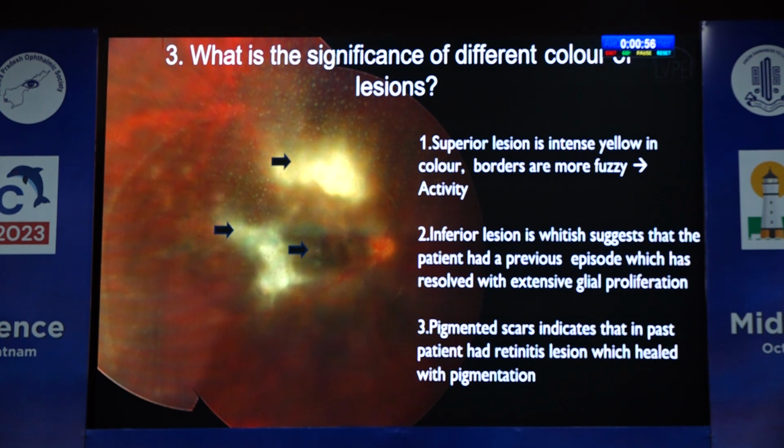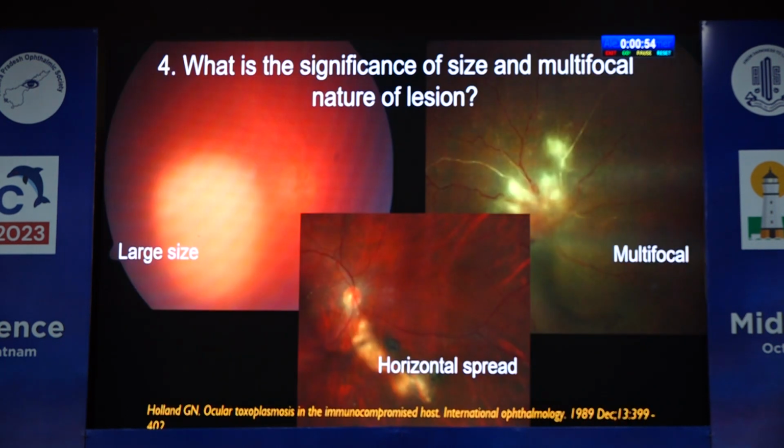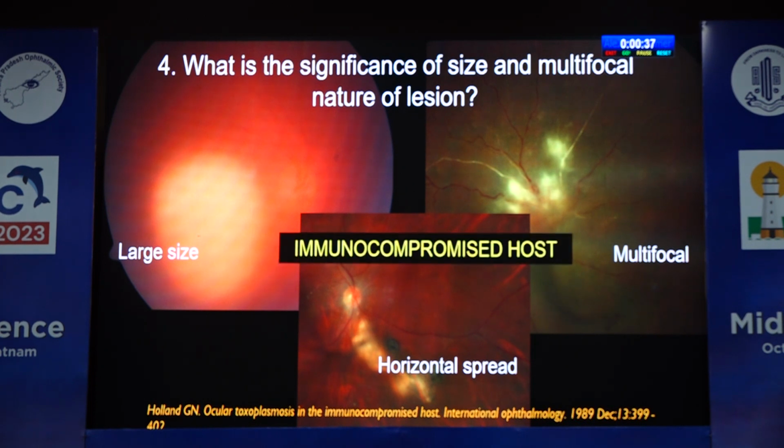Now, but in our case, the lesion size is very large. For a typical toxoplasmosis, it has 1.5 to 2 disc diameters of necrotizing retinitis over the posterior pole. Now, what does a large size, or multifocal, or a retinitis which spreads horizontally indicate? It indicates an immunocompromised host.